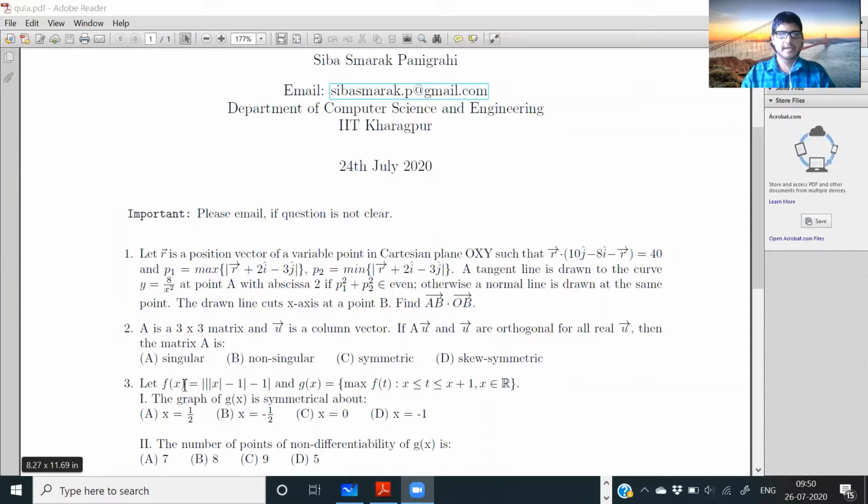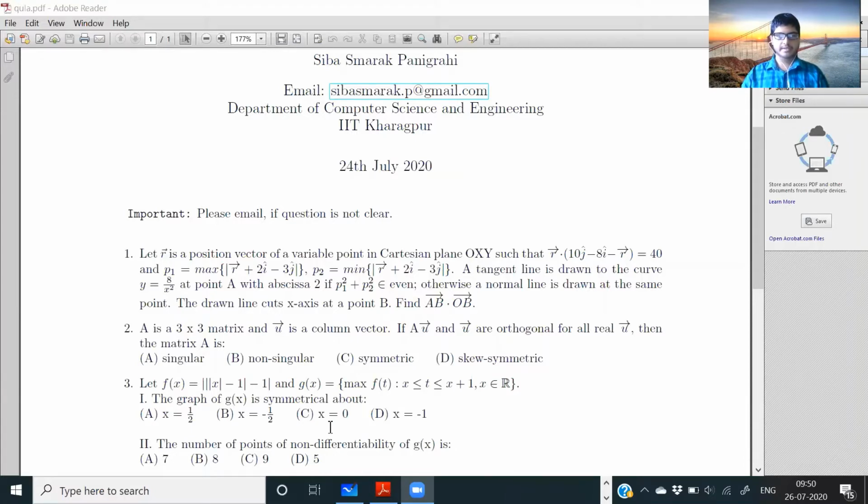The question is: let f(x) = ||x| - 1| - 1|, and g(x) is given as the maximum of f(t) such that t lies between x and x+1, x belongs to real numbers. So if you want to find g(2), it would be equal to the maximum value from f(2) to f(3). This is what the question means actually.